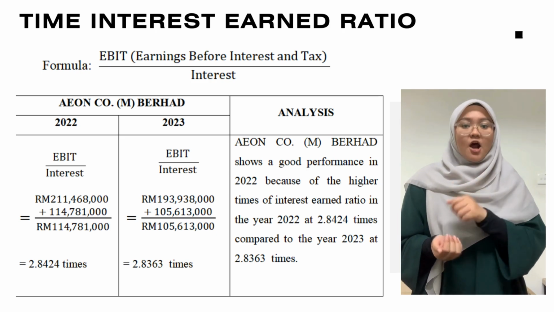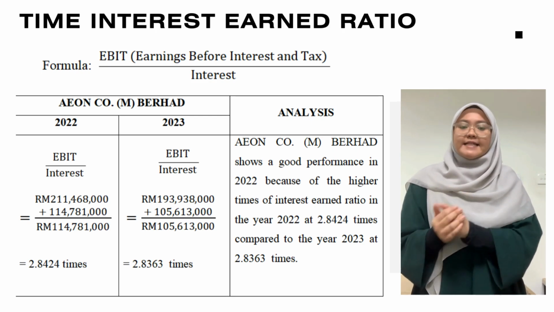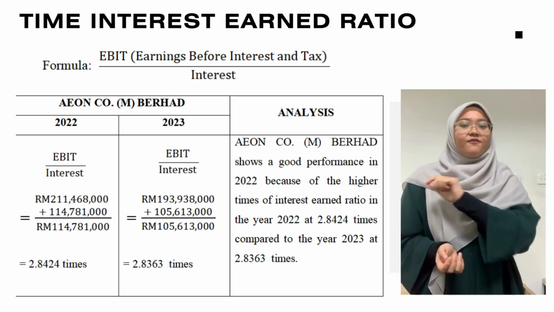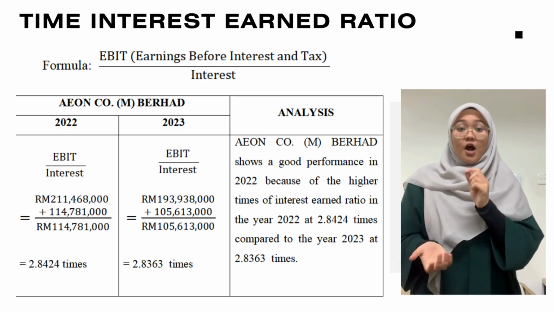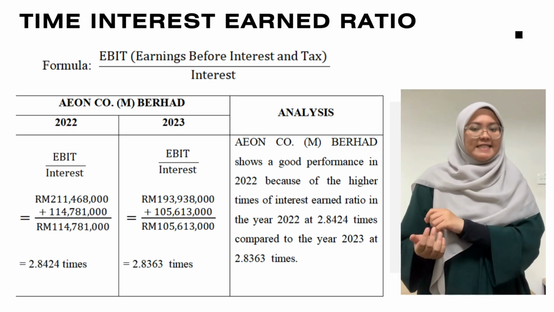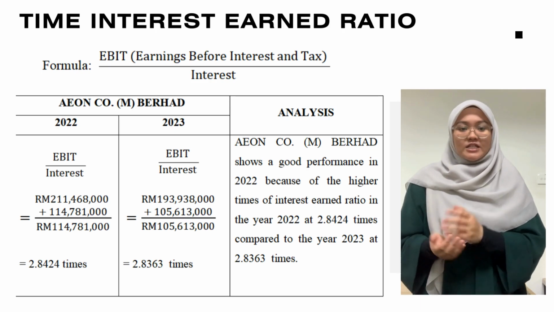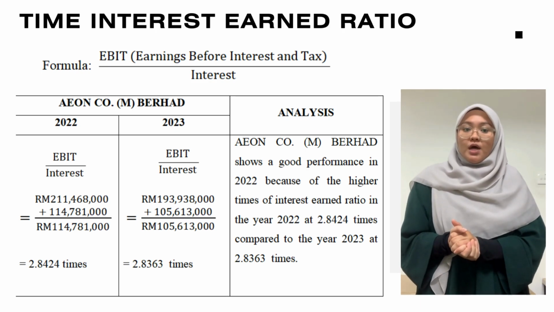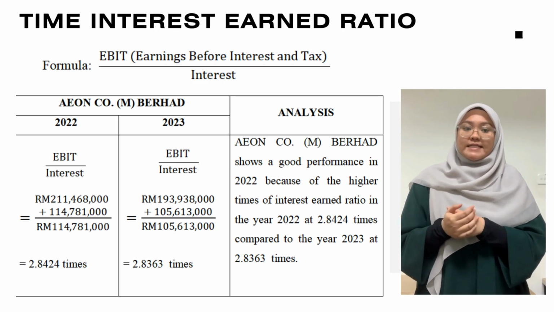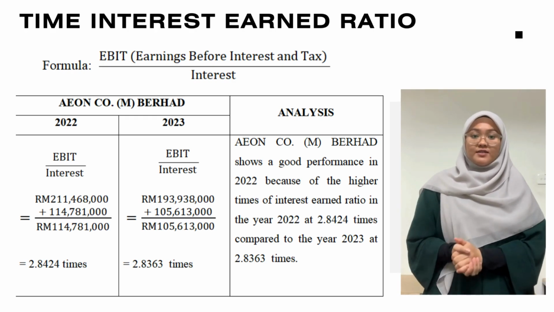Next, as opposed to that, in the year of 2023, the calculation will be RM193,938,000 plus RM105,613,000. Divide that by the interest at RM105,613,000. So the time interest earned ratio is 2.8363 times for the year of 2023.